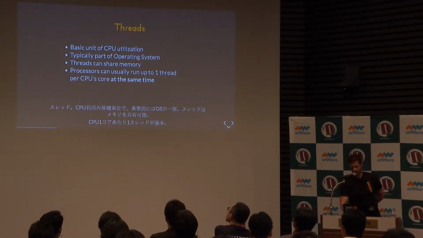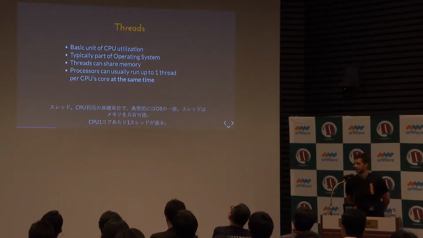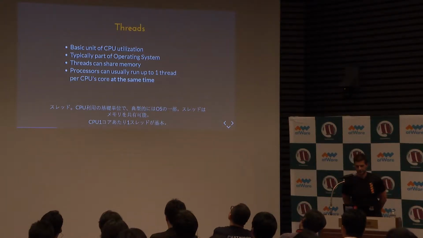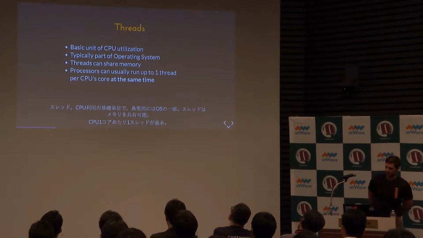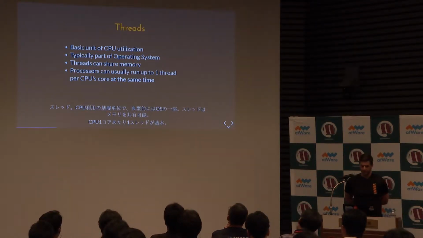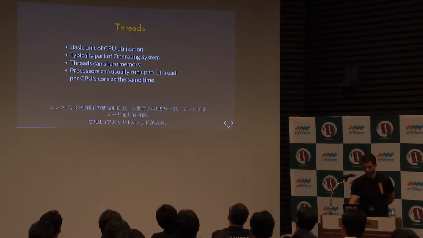So we need to somehow order the catapults or just utilize our CPU. And basically, we call threads the unit of CPU utilization. What will matter the most in our context is that they can share memory, and the processor can run up to one thread per CPU core at the same time. So basically, this number will limit what kind of parallelism we can achieve. But even if we have just one, we can have a lot of concurrency going on. So thousands of towers.